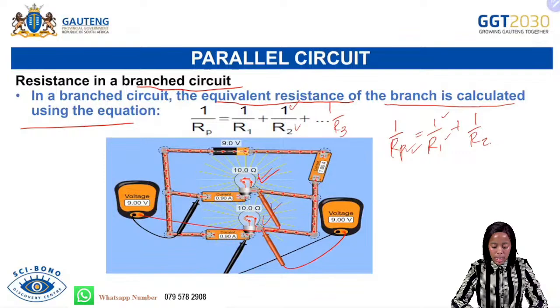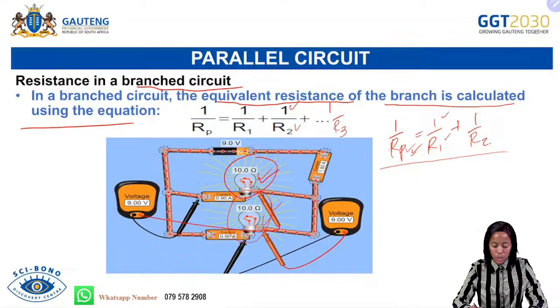But in this case, we can see that there are only 2 resistors. So it would therefore mean that you are going to use 1 over Rp, which is the resistance in parallel, is equal to 1 over R1. Between the 2 resistors, one will be representing R1 and the other one will be representing R2. So it's equal to 1 over R1 plus 1 over R2.